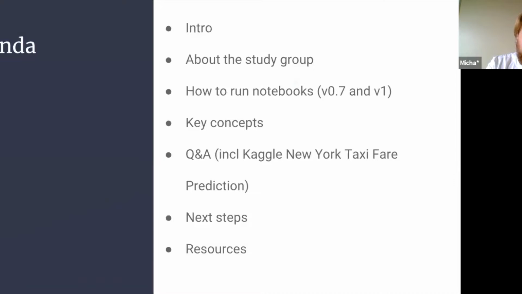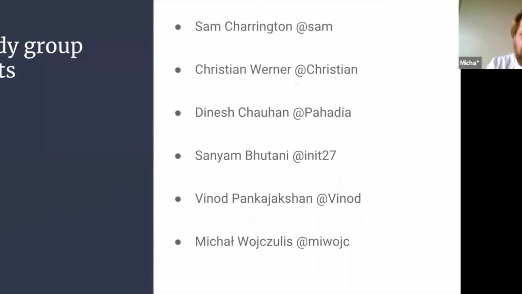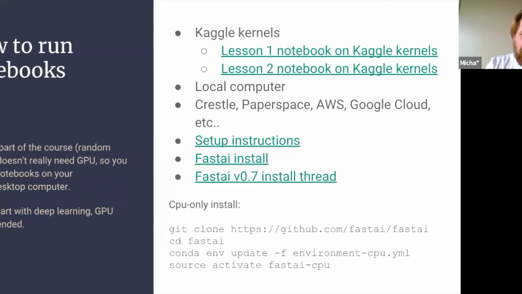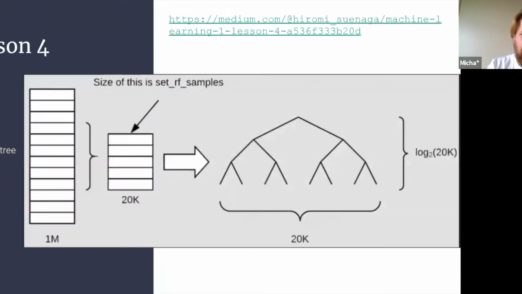So lesson 4, I think it was a busy lesson, with a lot of content in that lesson. We covered feature importance and the tree interpreter. That lesson is also on kernels if anyone wants to run it. Otherwise, I'm pretty sure we already have some other ways to run the code.